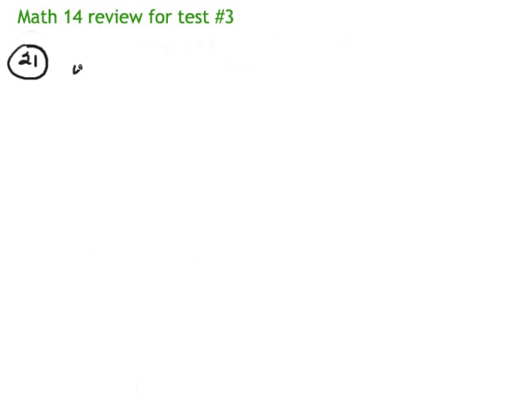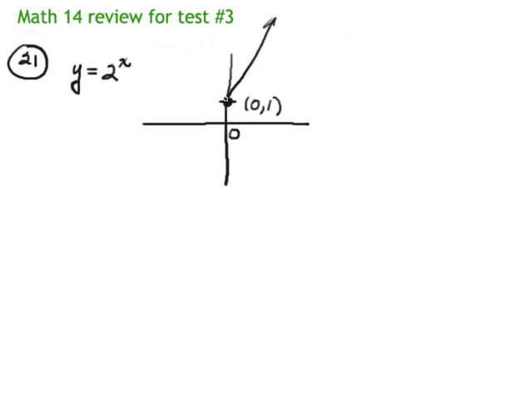Okay, we have number 21, we have y is equal to 2 to the x. And we want to first of all graph that. So we'll start at the point above x equals 0. 2 to the 0 is 1. So this goes through 0, 1. And we saw in class that 2 to the x goes up very rapidly on the right. And has an asymptote at the left at y equals 0, or the x-axis. So it dies down towards 0 as x goes to minus infinity.